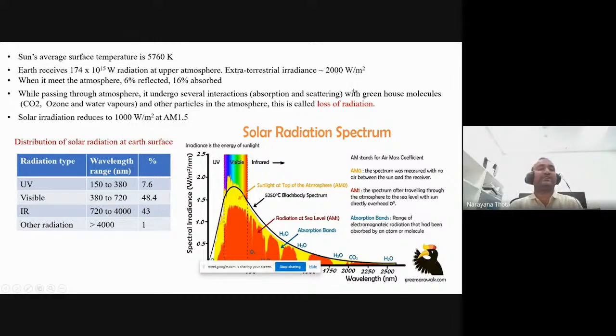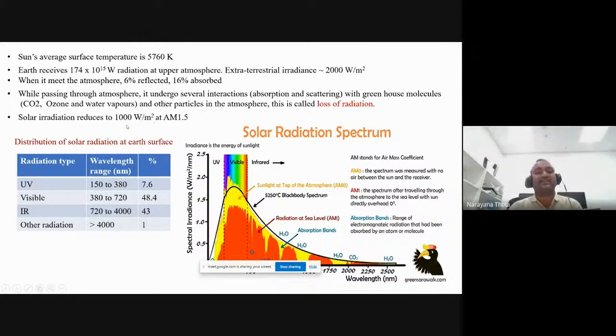When it meets the Earth's atmosphere, some of the radiation gets reflected and some gets absorbed. While passing through the atmosphere before reaching the Earth, it undergoes several interactions, like absorption by carbon dioxide, ozone, and water vapor. This is called loss of radiation. Finally, after reaching the Earth's surface, we receive only 1000 watt per meter square. This is called AM 1.5. Outside the atmosphere we get 2000, but because of reflection losses, absorption losses, and scattering losses, we receive 1000 watt per meter square of solar radiation.